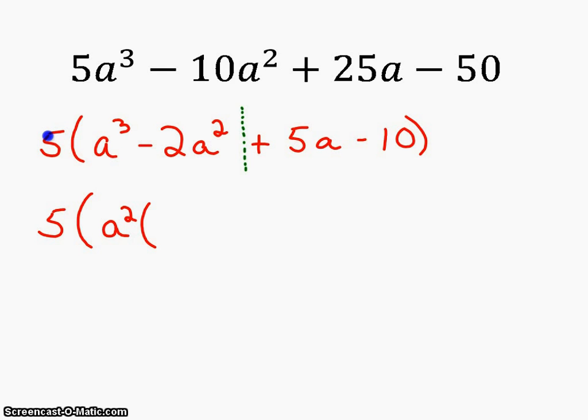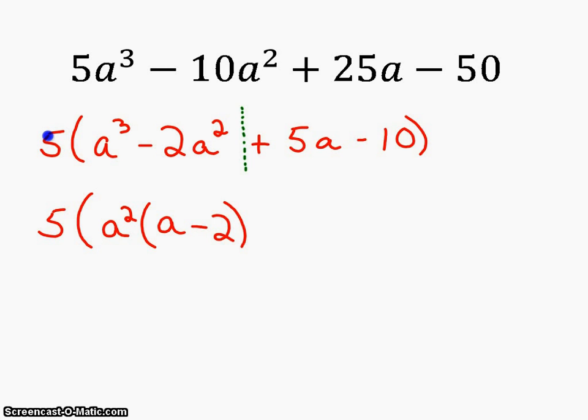That would give us a minus 2. So if you notice, thinking backwards, a squared times a is a cubed. A squared times negative 2 is negative 2a squared.